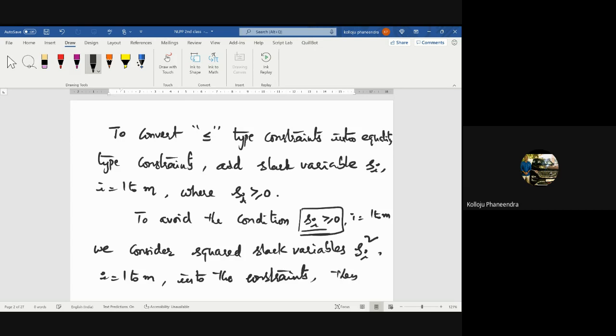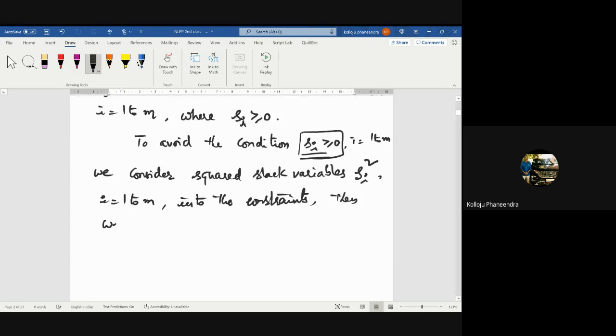Then what are the constraints becomes? Then we have, what are the constraints? gi of x less than or equal to 0. Now adding a slack variable, this is equal to 0. So for i equal to 1 to m constraints are there.